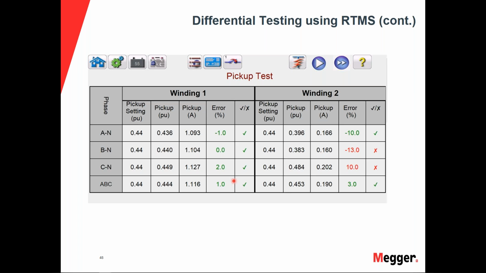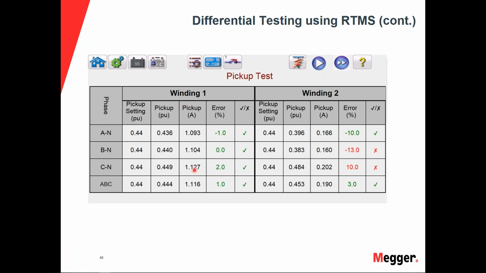So the pickup test itself, we're going to do a pickup on each individual winding. This is very similar to the picture I showed before in the differential section. The pickup values we're doing in per unit here according to the setting template. So we had the setting template up in the first. Those settings are what we're basing our test values against.